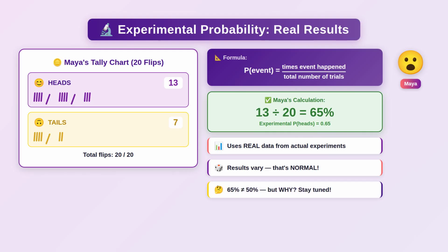Maya flipped her coin 20 times and got heads 13 times. So her experimental probability of heads is 13 out of 20, which is 65%. That's different from 50%. And here's the secret. That's completely normal. Let's find out why.